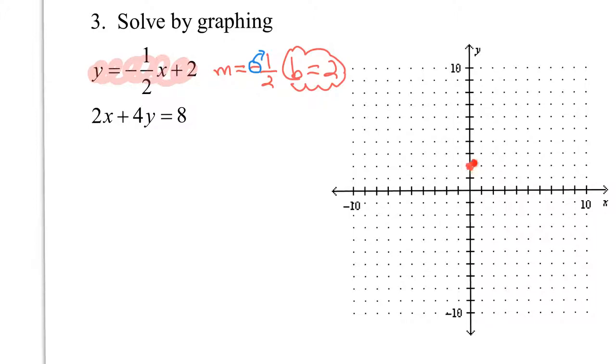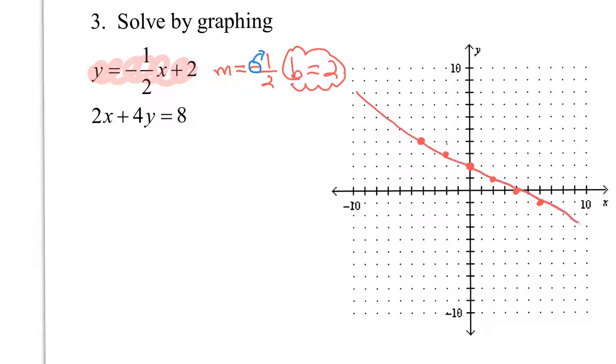So notice right here, 1 down and 2 to the right. So you make a point right here, and you do that again. 1 down, 2 to the right, 1 down, 2 to the right. You guys can go the other way from here, 1 up, 2 to the left. That's the opposite. 1 up, 2 to the left. So you make a point right here, 1 up, 2 to the left, you make a point right there. You guys connect the points, and that is your first line.